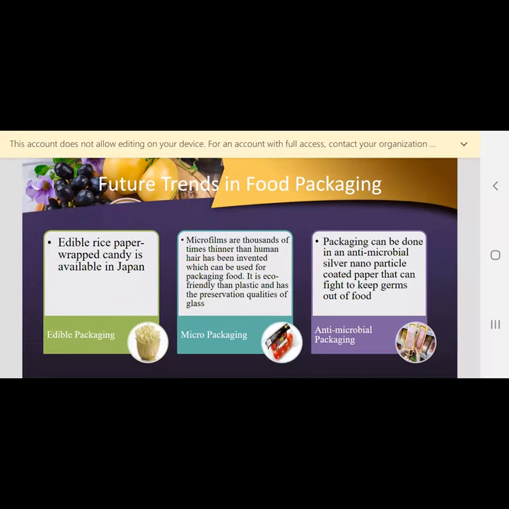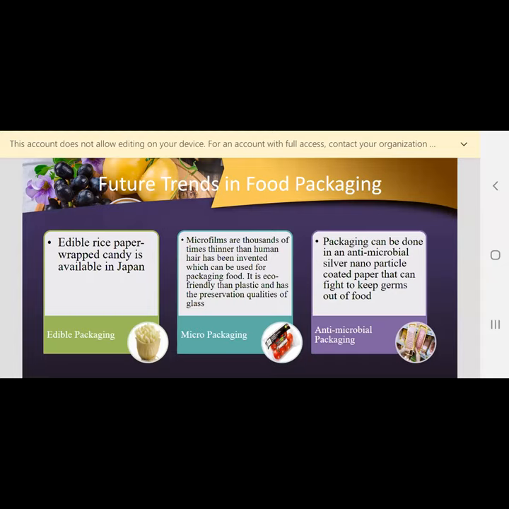Future trends in food packaging. What are the future trends? Edible packaging, micro packaging, and antimicrobial packaging. So basically, what is edible packaging? The packaging itself acts as food. While consuming the food, you can also eat the packet, like the edible rice paper wrapped candy available in Japan. In the picture, you can see the French fries come in a container made of potato peel. Okay, so these are nice examples of edible packaging, and in coming days we will also get this kind of packaging in our daily life.